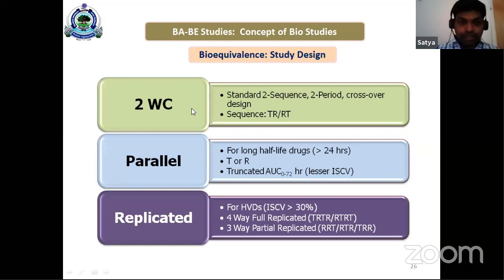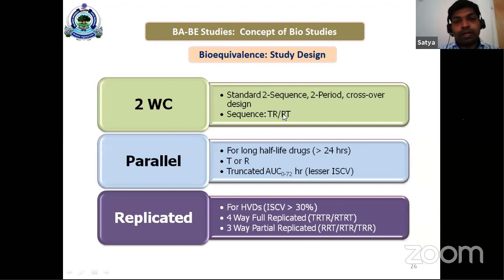So study designs, typically what we follow are two-way crossover, parallel, and replicated. Two-way crossover is a standardized design, what you call a two-sequence, two-period crossover design. If you design a study where 40 subjects are recruited, 20 subjects go into treatment with test in one period and 20 with reference in the same period.